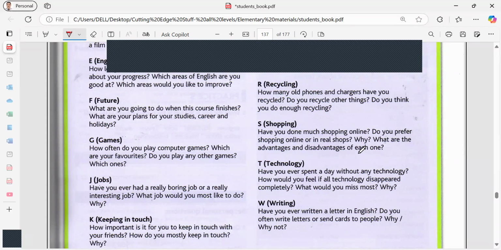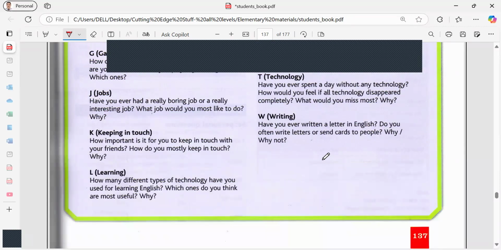Advantages mean good points, and disadvantages the bad points. Okay, advantages and disadvantages. The good thing in shopping in real life is that I can see the clothes that I want in real. Time is up. Okay, yes, perfect.